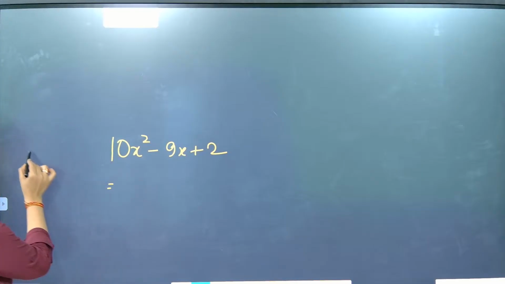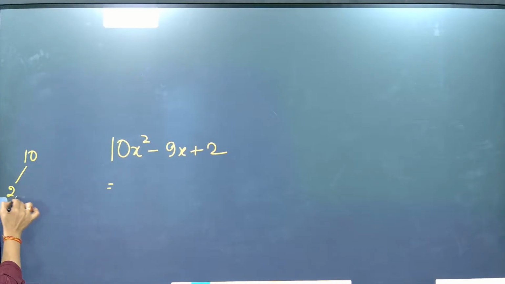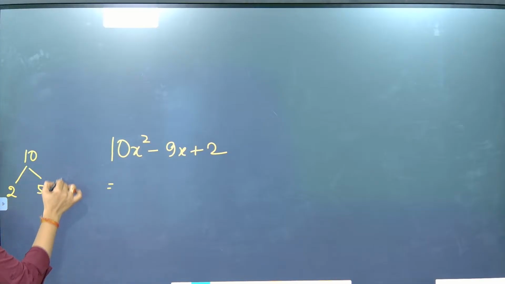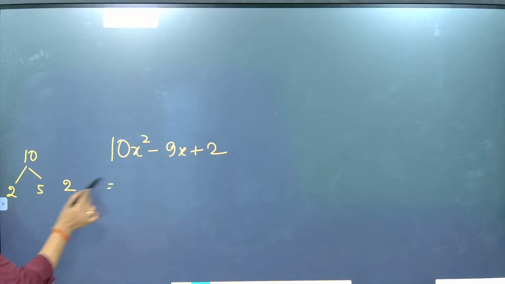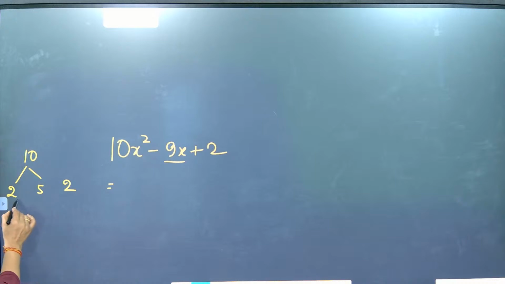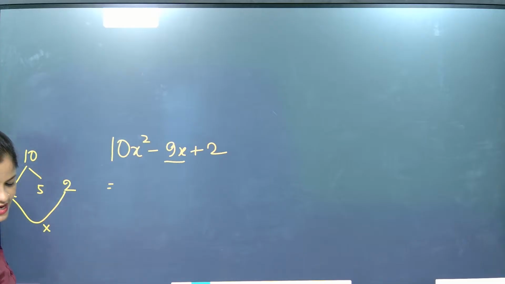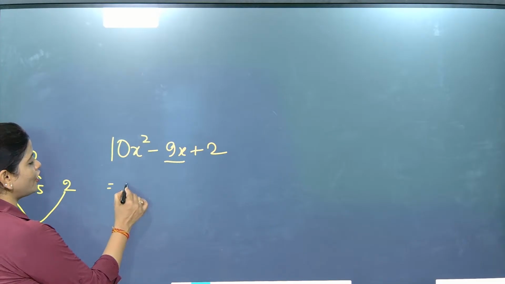So here 10 factors will be coming as what, beta? 2 and 5. And here 2 is already there. Now we need to bring 9. What are we going to bring? Minus 2. So here can we multiply this 2? 2 times 4 is 4. 4 plus 5 is 9. 4 plus 5 is considered as 9. So let's go for it.